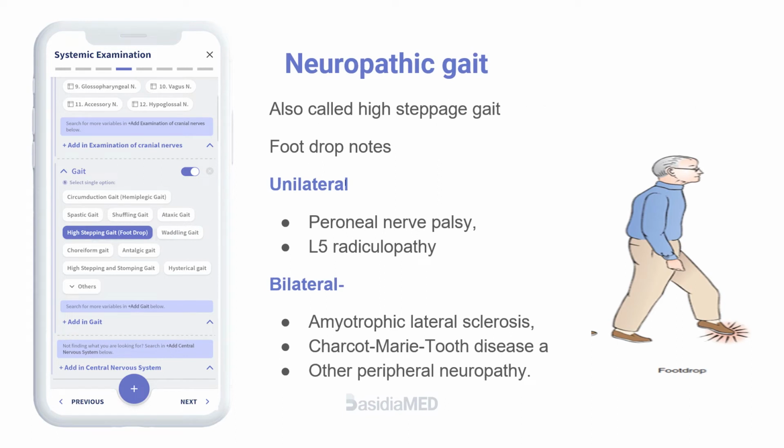High-stepping gait. Seen in patients with foot drop, caused due to an attempt to lift the leg high enough during walking so that the foot does not drag on the floor. If unilateral, causes include peroneal nerve palsy and L5 radiculopathy. If bilateral, causes include amyotrophic lateral sclerosis, Charcot-Marie-Tooth disease, and other peripheral neuropathy.